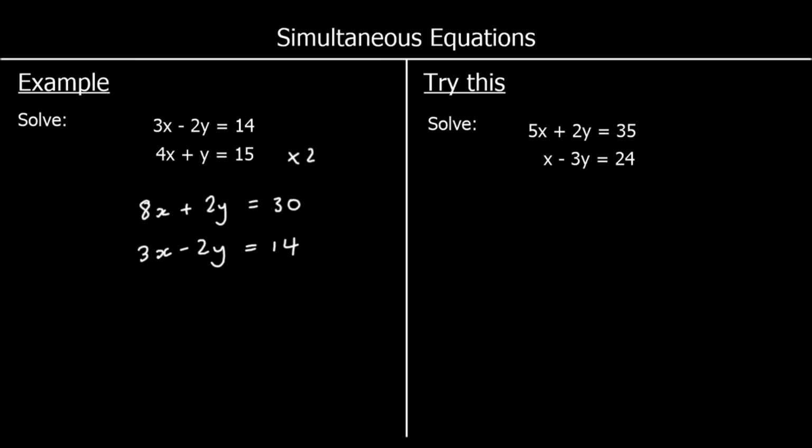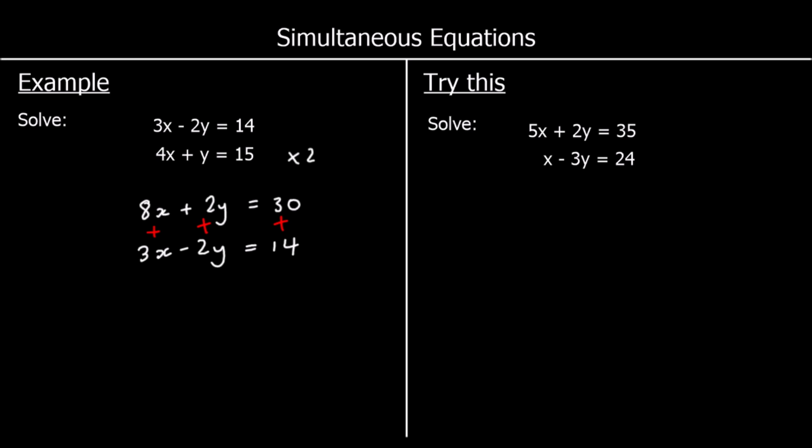So have I got the y's the same? They're not exactly the same because I've got a positive 2y and a negative 2y. So I can't get rid of them by taking them away, but I can get rid of them by adding them together. So 2y plus a negative 2y is nothing. So if you've got the same numbers but different signs, you can still eliminate that thing by adding the equations together instead of taking them away.